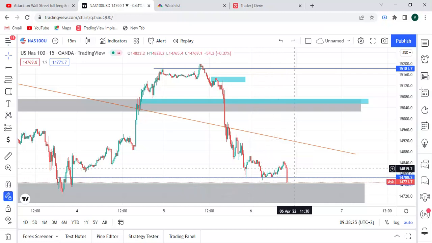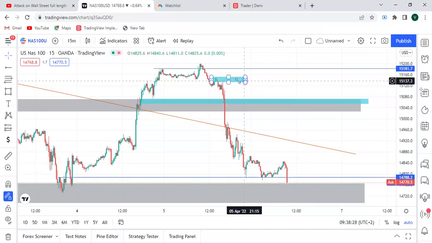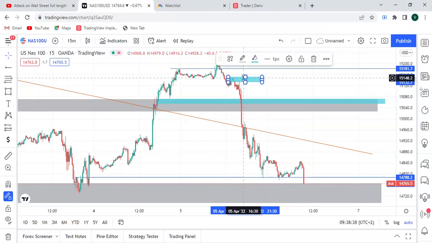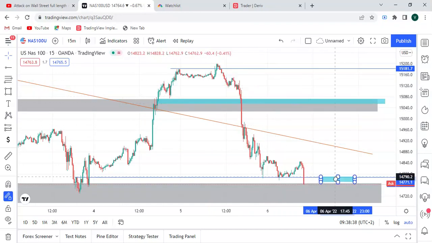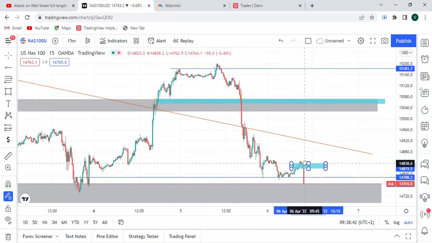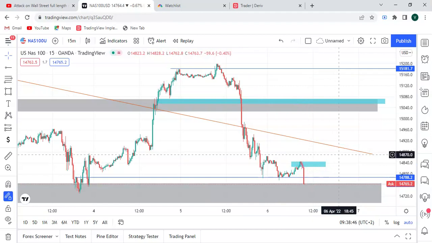You understand? So now we still have another small order block here. We can just grab something here. Maybe let's use this one here. I'm going to use this. I'm just going to take it down here. Okay, we've got an order block here.